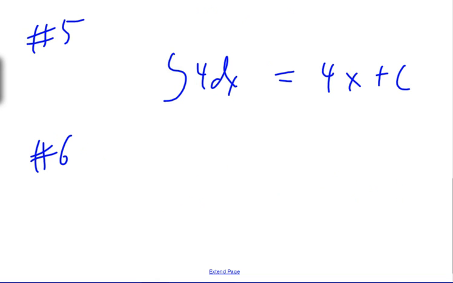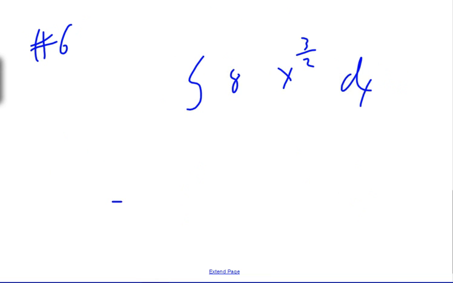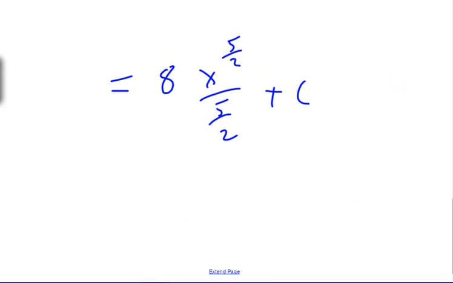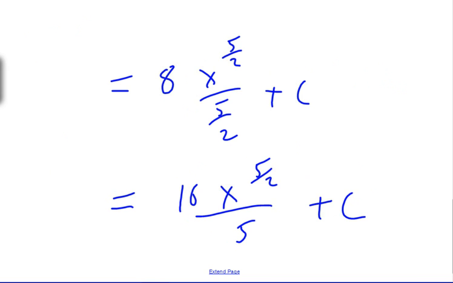Number 6, integral 8x to the 3 halves dx. 8x to the 5 halves divided by 5 halves plus c. 16x to the 5 halves over 5 plus c. That'd be my final answer.